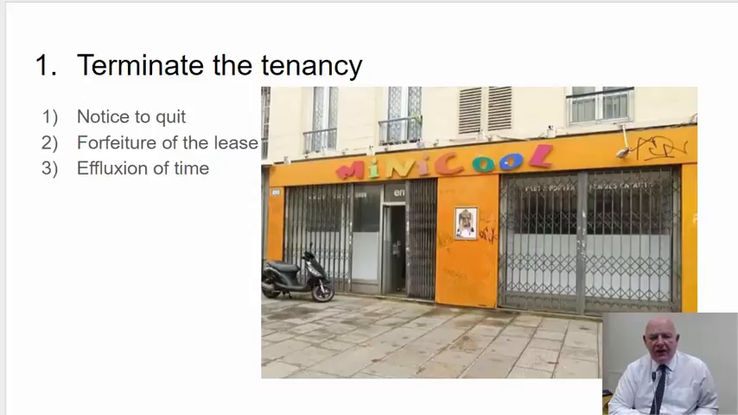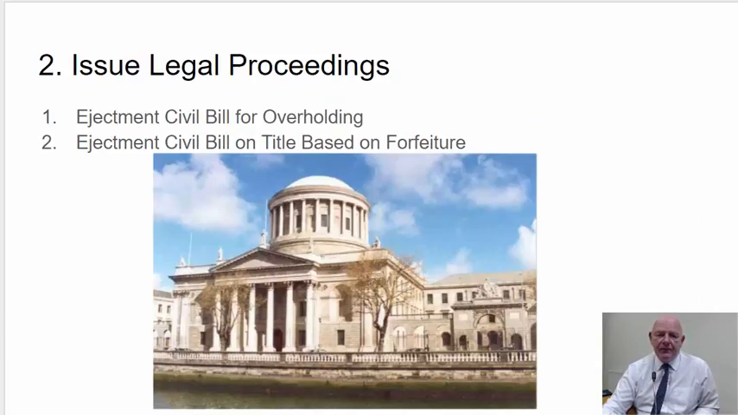The third way that you might see a tenancy or letting agreement being terminated would be through the effluxion of time. In other words, if the agreement was for say 4 years and 9 months, well then clearly after 4 years and 9 months, unless the lease is renewed, it is up, the lease is finished.